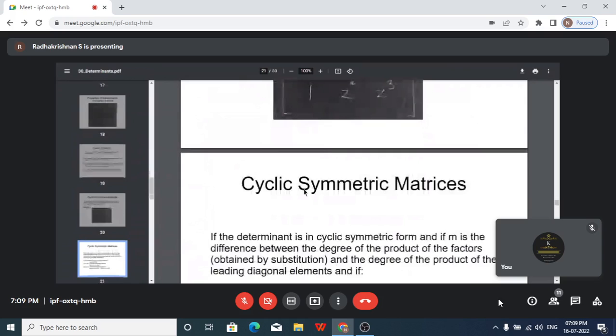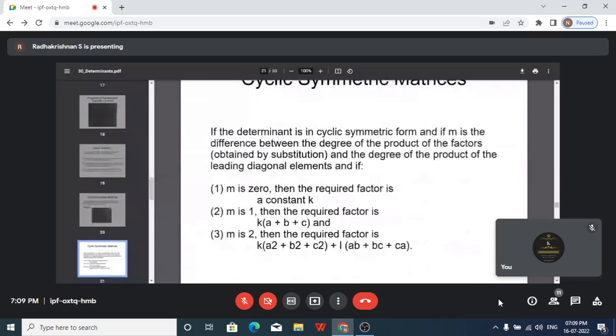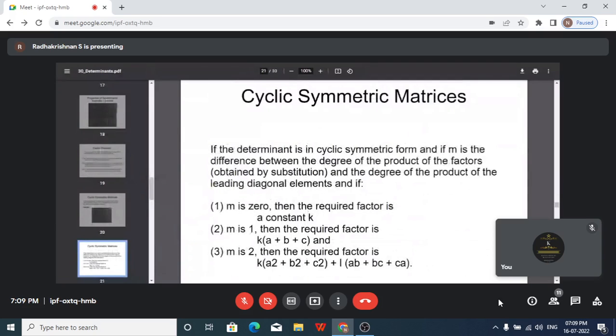Because there are some properties which can be applied for cyclic symmetric matrices. If the determinant is in cyclic symmetric form, and if m is the difference between the degree of the product of the factors and the degree of the product of the leading diagonal, and m is 0, then the required factor is a constant k. It's கொஞ்சம் complicated. I will explain with an example.